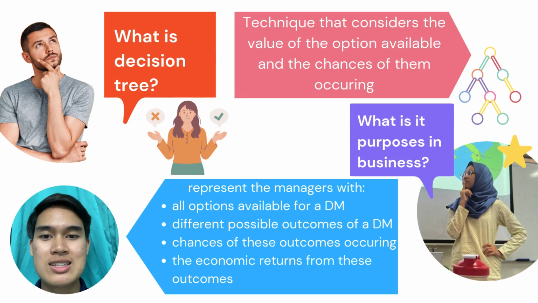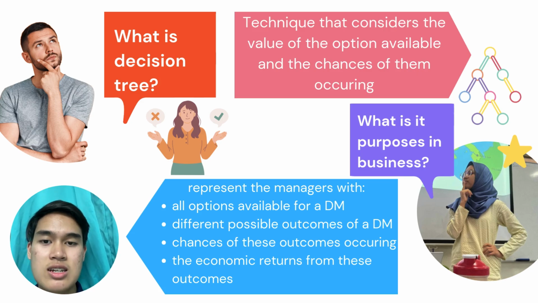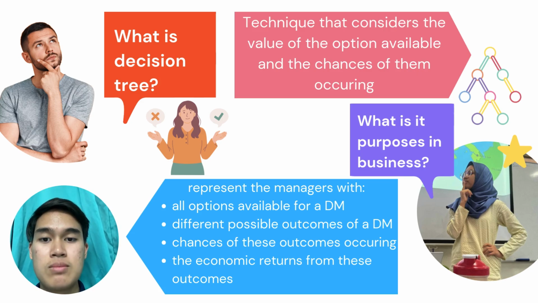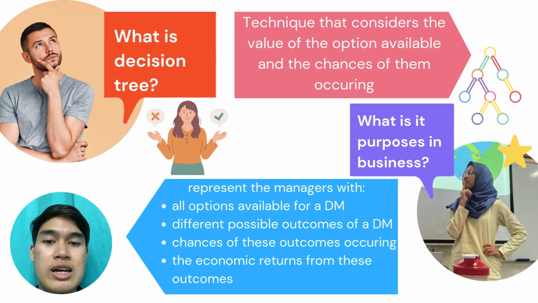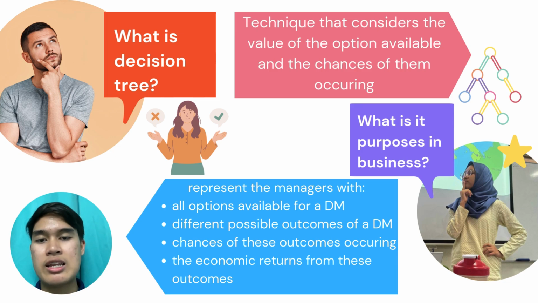So first of all, what is a decision tree? It is a technique that considers the value of all the options available for a business and the chances of them occurring. What is its purpose in business? Usually, decision tree will help to represent to the managers all the options available for them to make a decision, and through that they can also know all the possible outcomes for each of the decisions. By that, it also means that they know all the chances of each of these events occurring, and also know what they can gain from it. What are the economic returns that they could have when they make a certain decision.